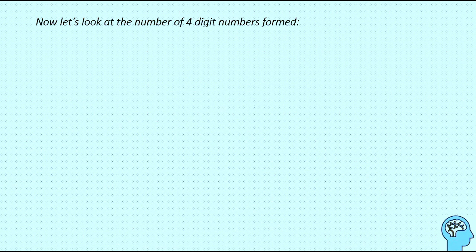Now let's look at the number of 4-digit numbers formed visually. Draw 4 blanks: 1, 2, 3, 4. In the first blank the number of options is 6. 1, 2, 3, 4, 5 and 6 are the digits. So totally the number of options is 6.